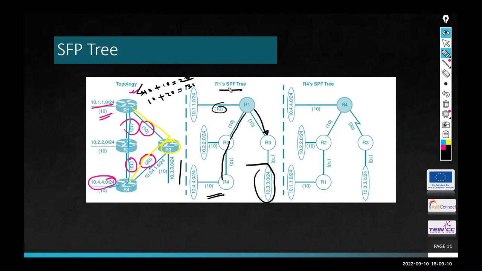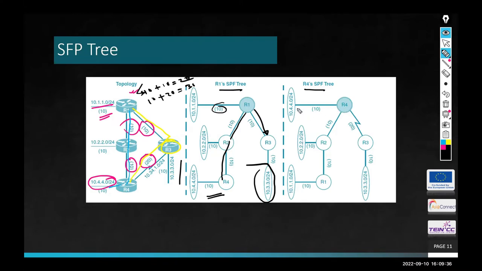So this is the SPF tree for R1, when it is considering the cost for reaching the destination. And if you check the R4 SPF tree, for R4 to R1 and the R3 network, see how it will actually build.